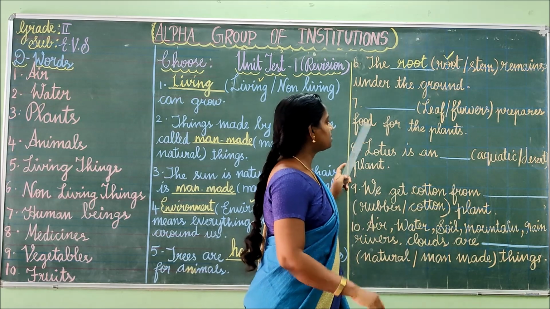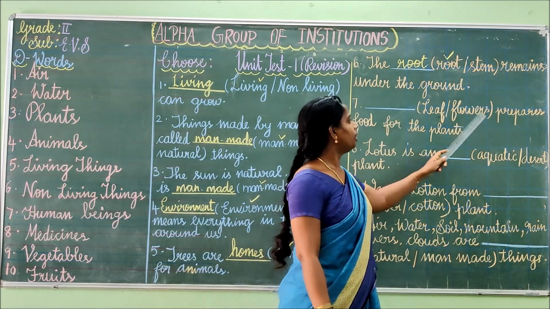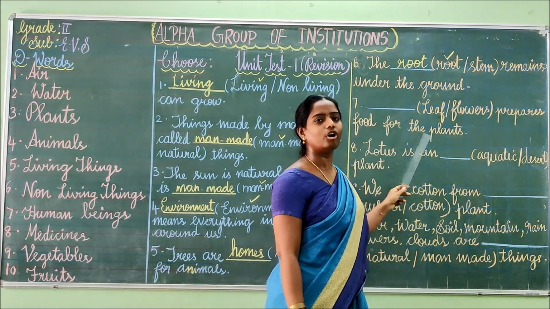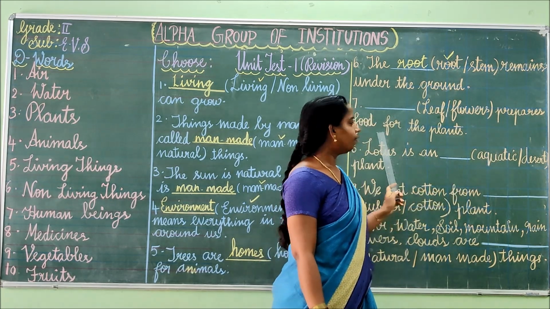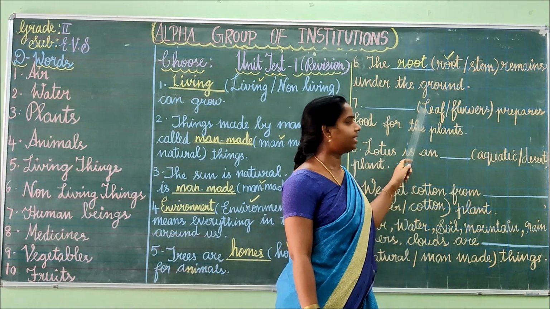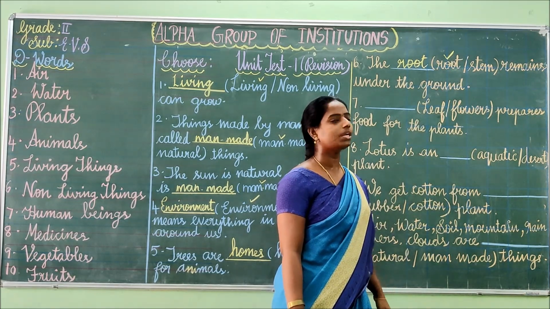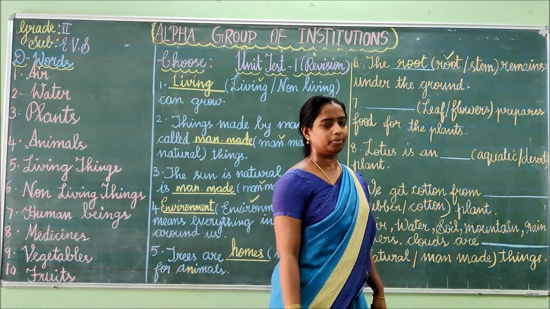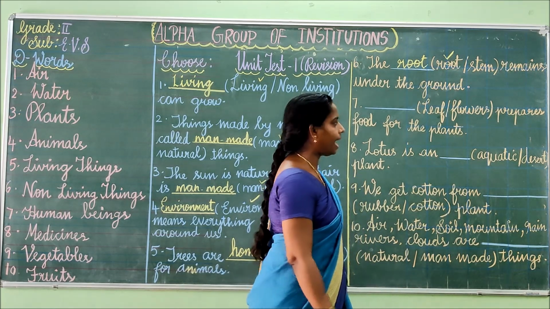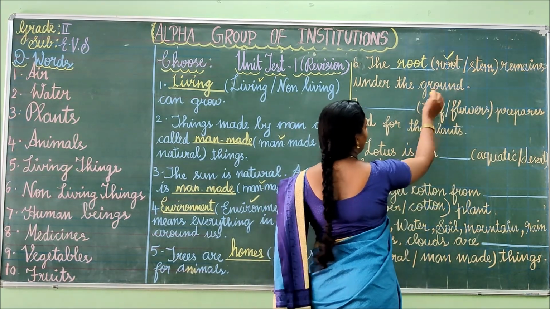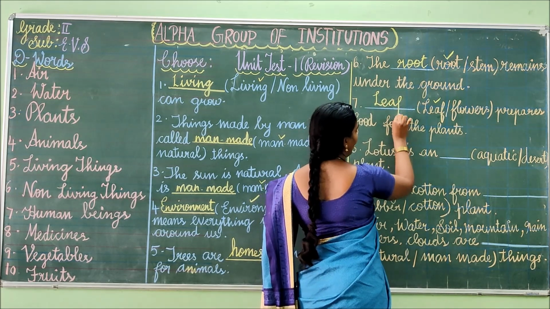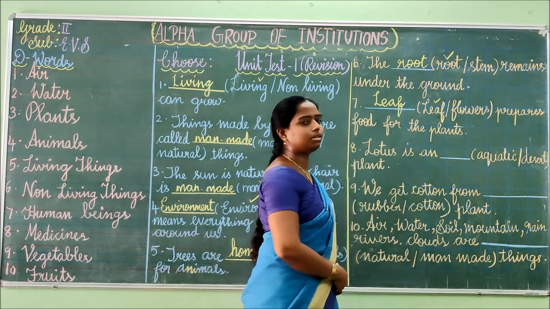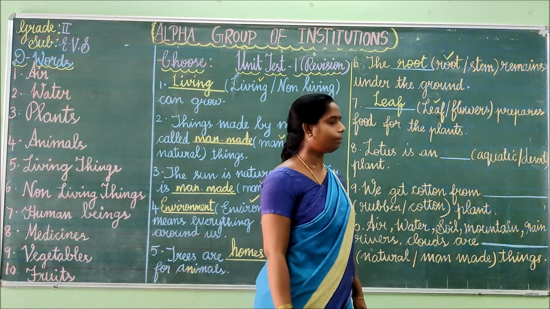Okay? Next. Seventh one, dash prepares food for the plants. There it is, a leaf or a flower, children. Only the leaf prepares food for the plant. The answer is leaf here. L-E-A-F, leaf. Only the leaf prepares food for the plant.